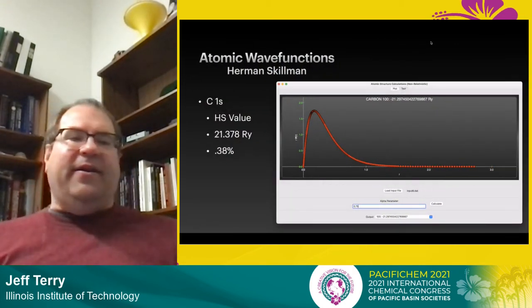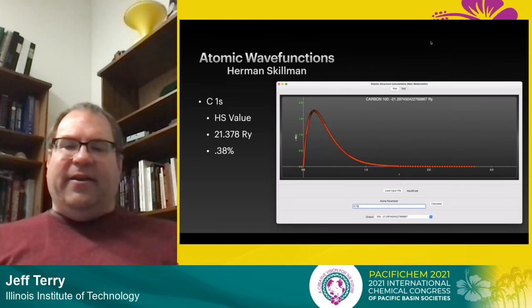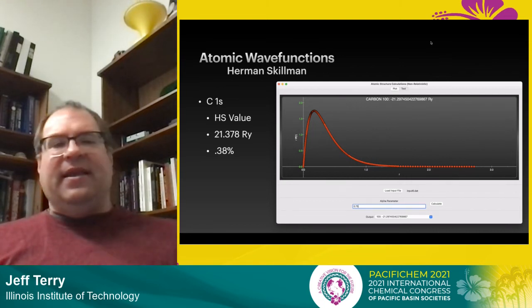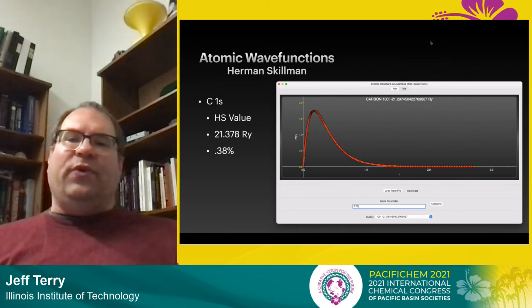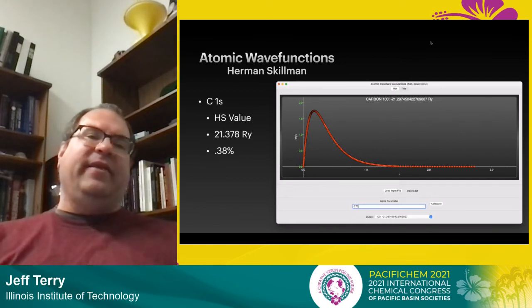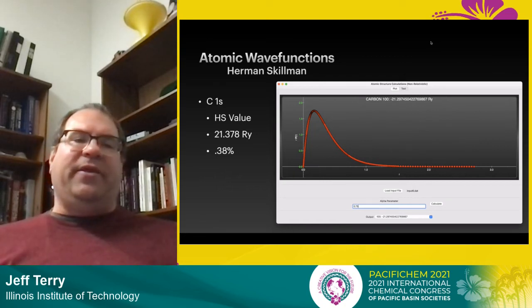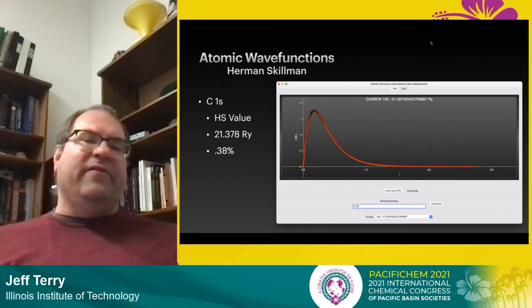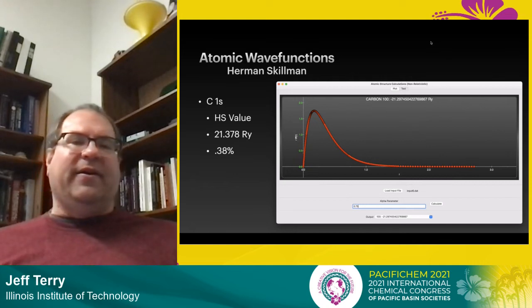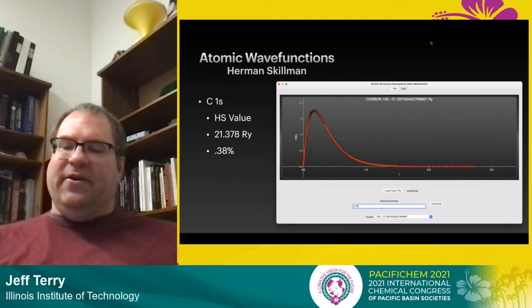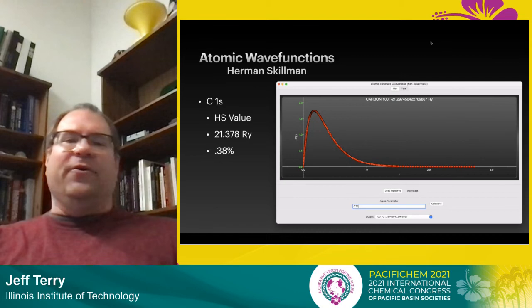So when we do the calculations, here's a calculation for the carbon 1s. The value is negative 21.297. The Herman-Skillman value was 21.387 Rydbergs. So we're within 0.38% of the values that were calculated using the Herman-Skillman code. We think this is very good agreement.